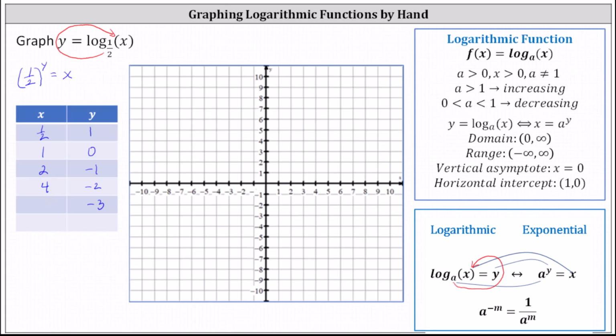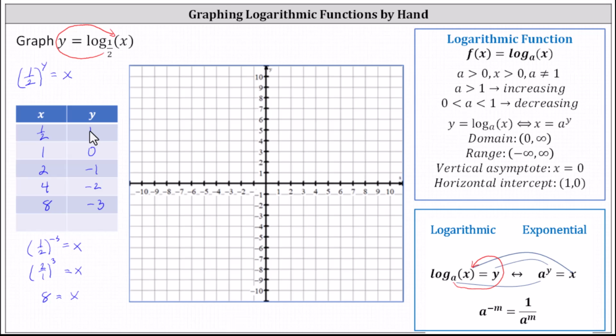When y equals -3, we have the equation 1/2 to the power of -3 equals x. X is equal to 2 divided by 1 to the power of +3, or 2 cubed. X is equal to 8. Let's go ahead and plot these 5 points and see if that's enough to make a nice graph of y equals log base 1/2 of x.